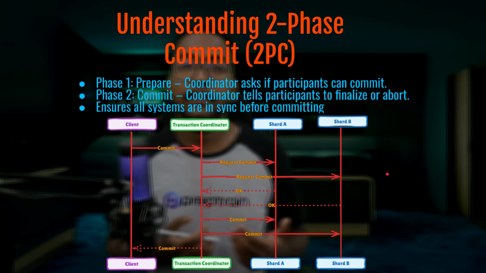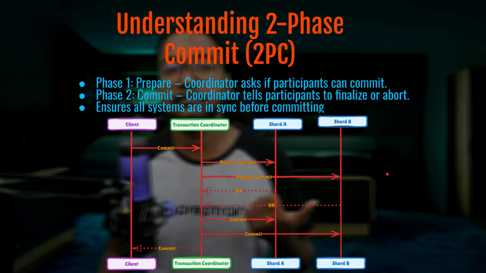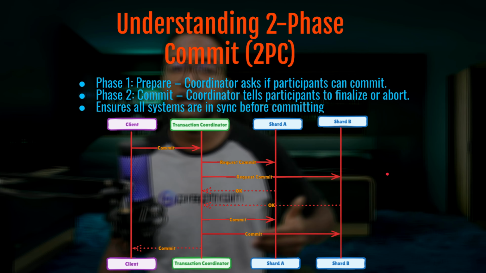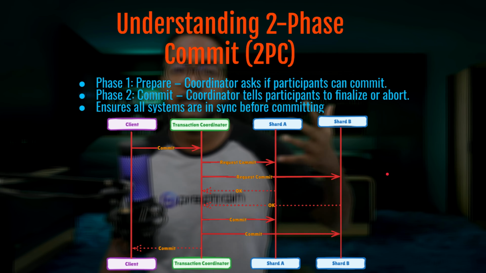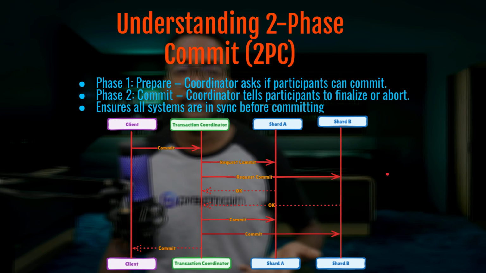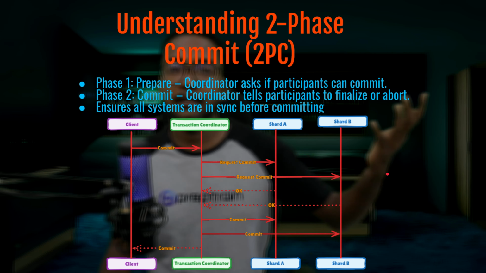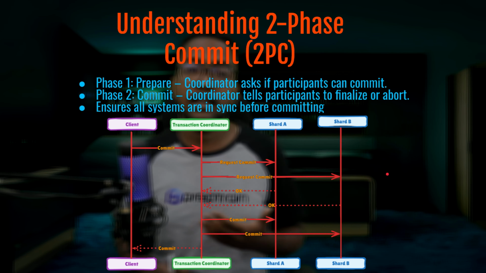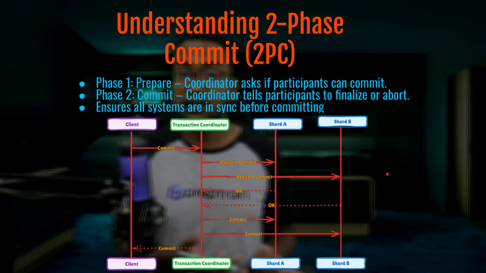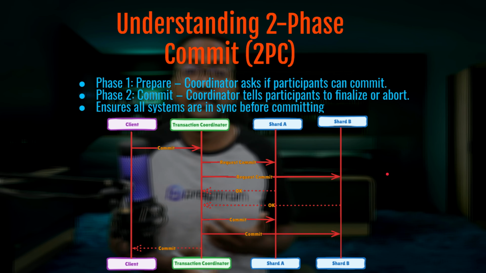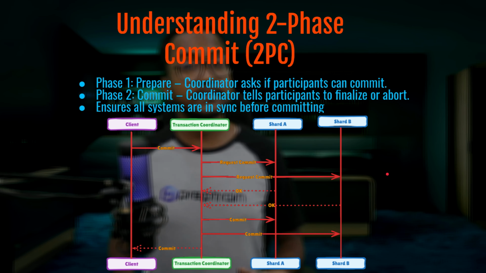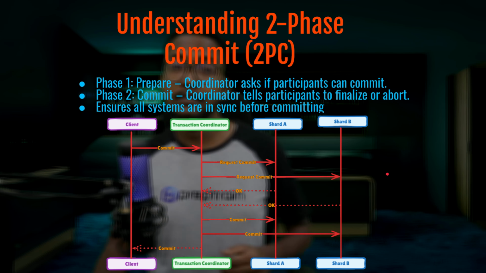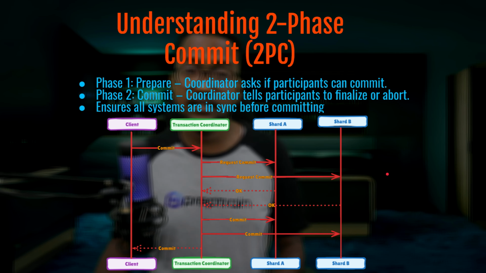Phase one consists of the coordinator, think of it as the project manager, asking all the participants, meaning all the systems or databases, whether they are ready to commit. Every participant checks whether they can successfully complete their part of the transaction, and then they respond with a yes or no. If everyone says yes, we move to the next phase. If anyone says no, the transaction is aborted and no changes are made.